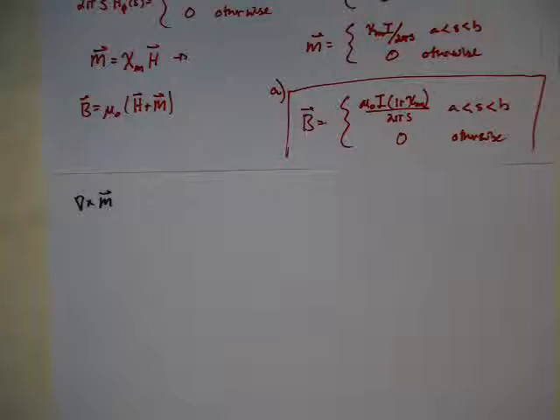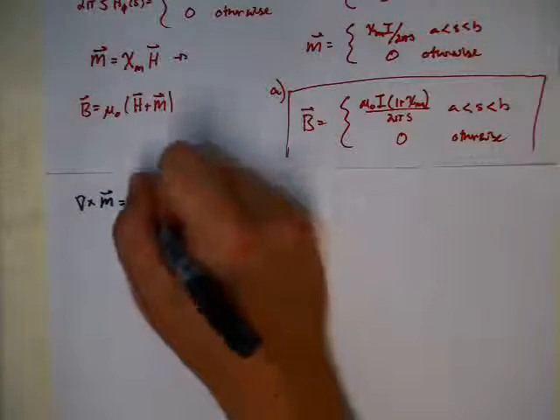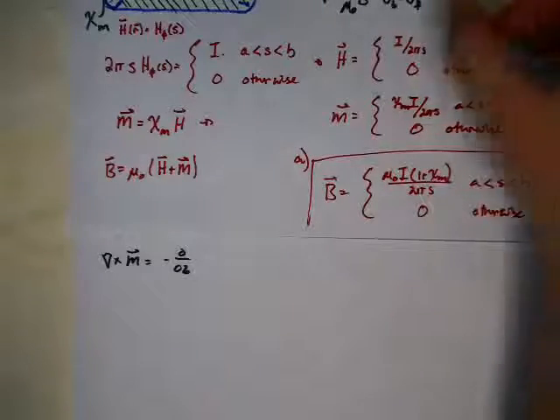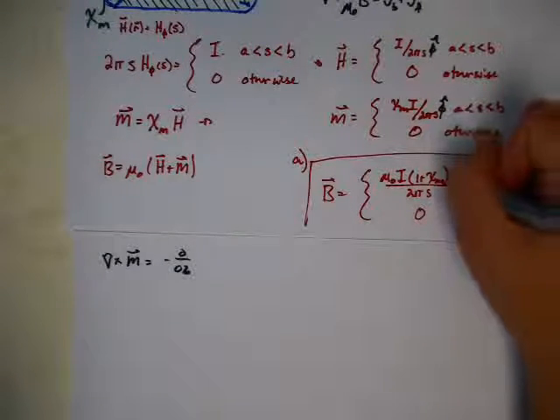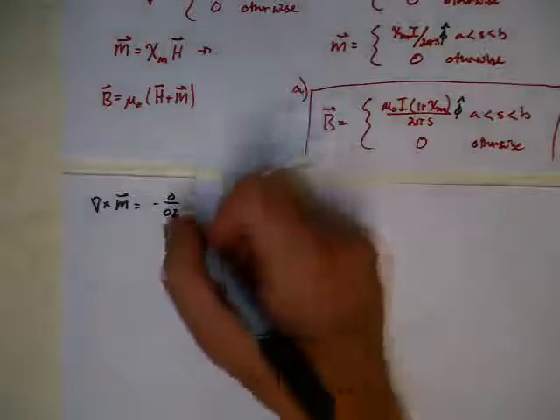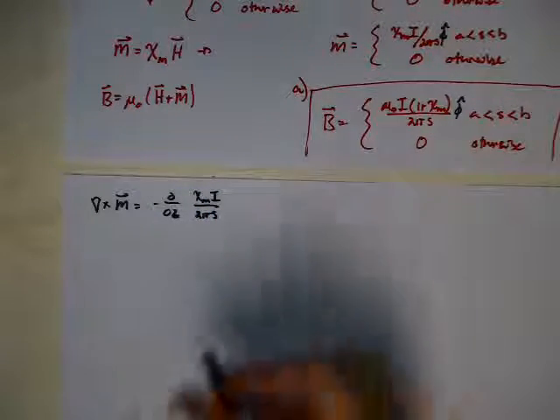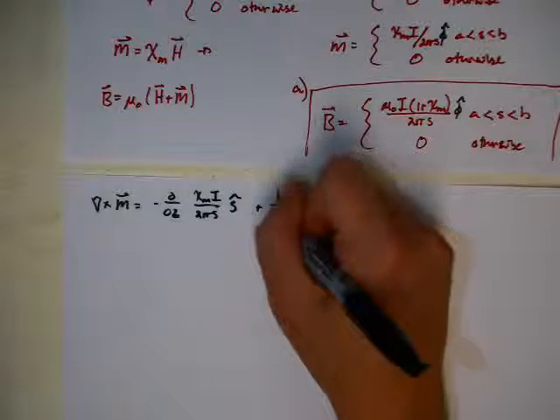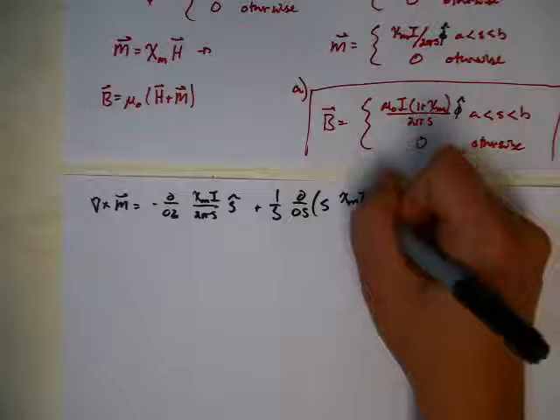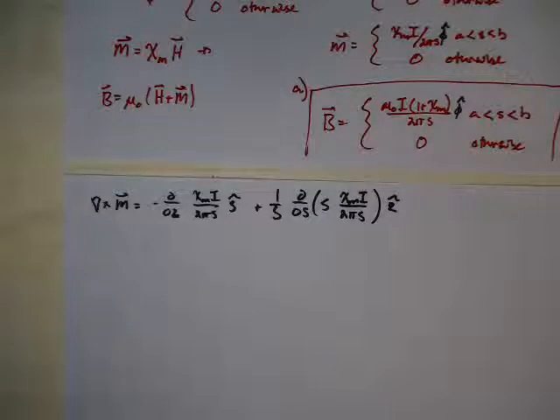In polar coordinates, and so look this up in the front of your book, the terms we have to worry about in the curl of M are minus the partial with respect to z of the phi component of M, in the s hat direction, which is chi m I over 2 pi s, plus 1 over s, partial with respect to s times the phi hat component of M, which is chi m I over 2 pi s, in the z hat direction. I missed the phi hat on the M components, sorry. So those are the non-zero parts that we have to worry about for the curl.